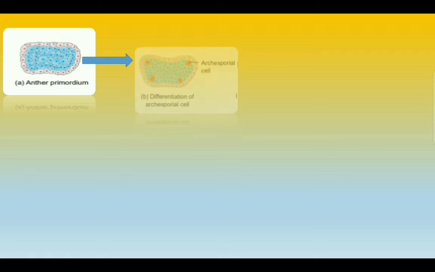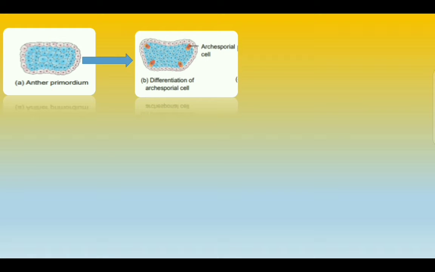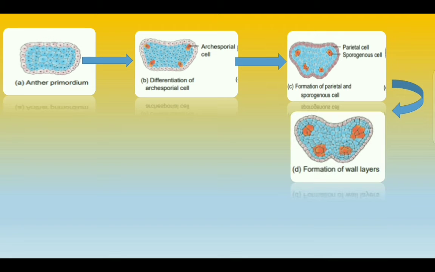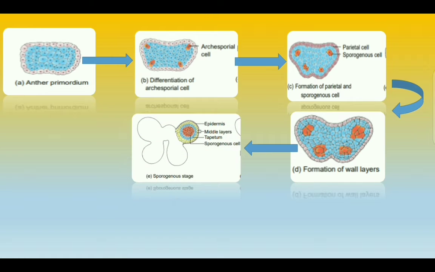So this is the anther primordium, and you can see the differentiation of the archisporial cells. Next, you can see the parietal cell and the sporogenous cell formation. Next, the wall layers are formed, and here you can see the sporogenous stage, where there is a clear differentiation of epidermis. Then you can see the middle layer, tapetum, and in the center the sporogenous cell.